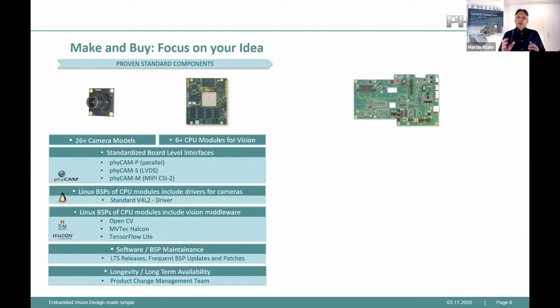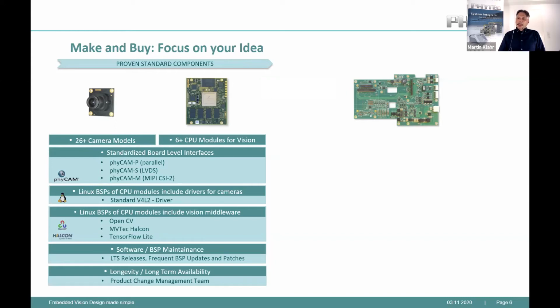I think even more important are the services behind the hardware. Longevity is very important when you have your product out in the market. You don't want to touch it often to keep it deliverable. So the good news here is Phytec never discontinues a product as long as the key components are available.